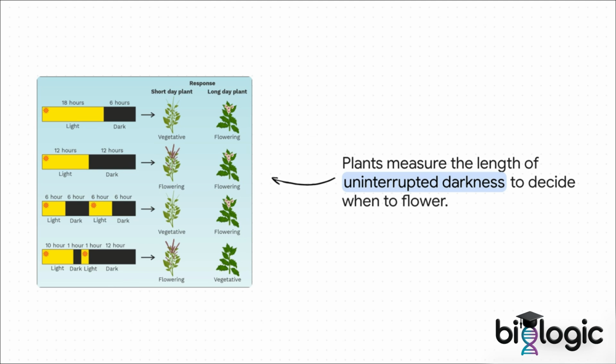But here's the wild part. They aren't actually measuring the day at all. They're measuring the length of the uninterrupted darkness. They are literally measuring the night. And this is crucial for us, too. Understanding this is a cornerstone of modern agriculture.